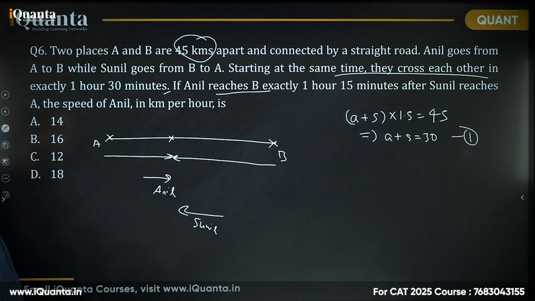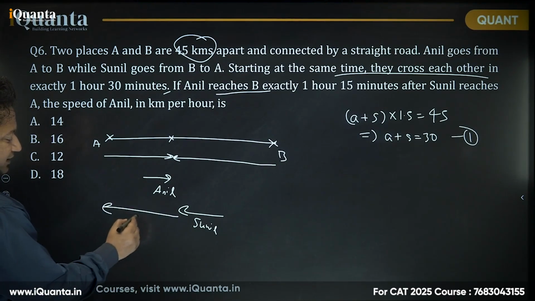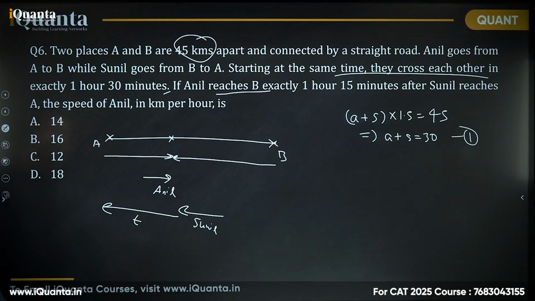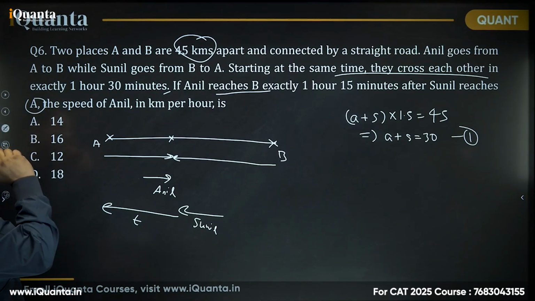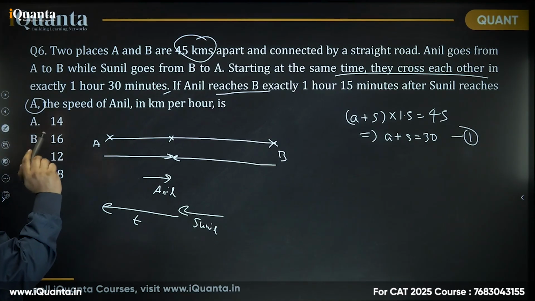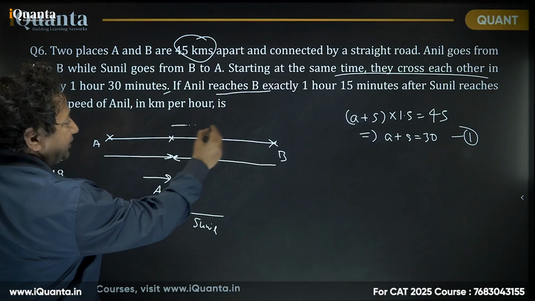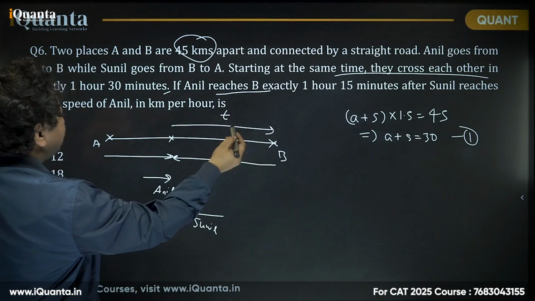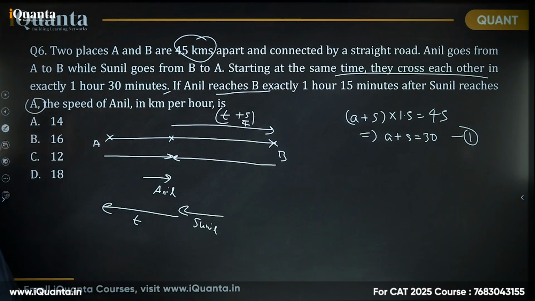So, well, I can do one thing. What if I assume that Sunil takes T hours, T hours to reach A. Then that means Anil would have taken how much? T plus 5 by 4. 1 hour 15 minutes is how much? 5 by 4. This much hours to reach B. That is what it must have been.